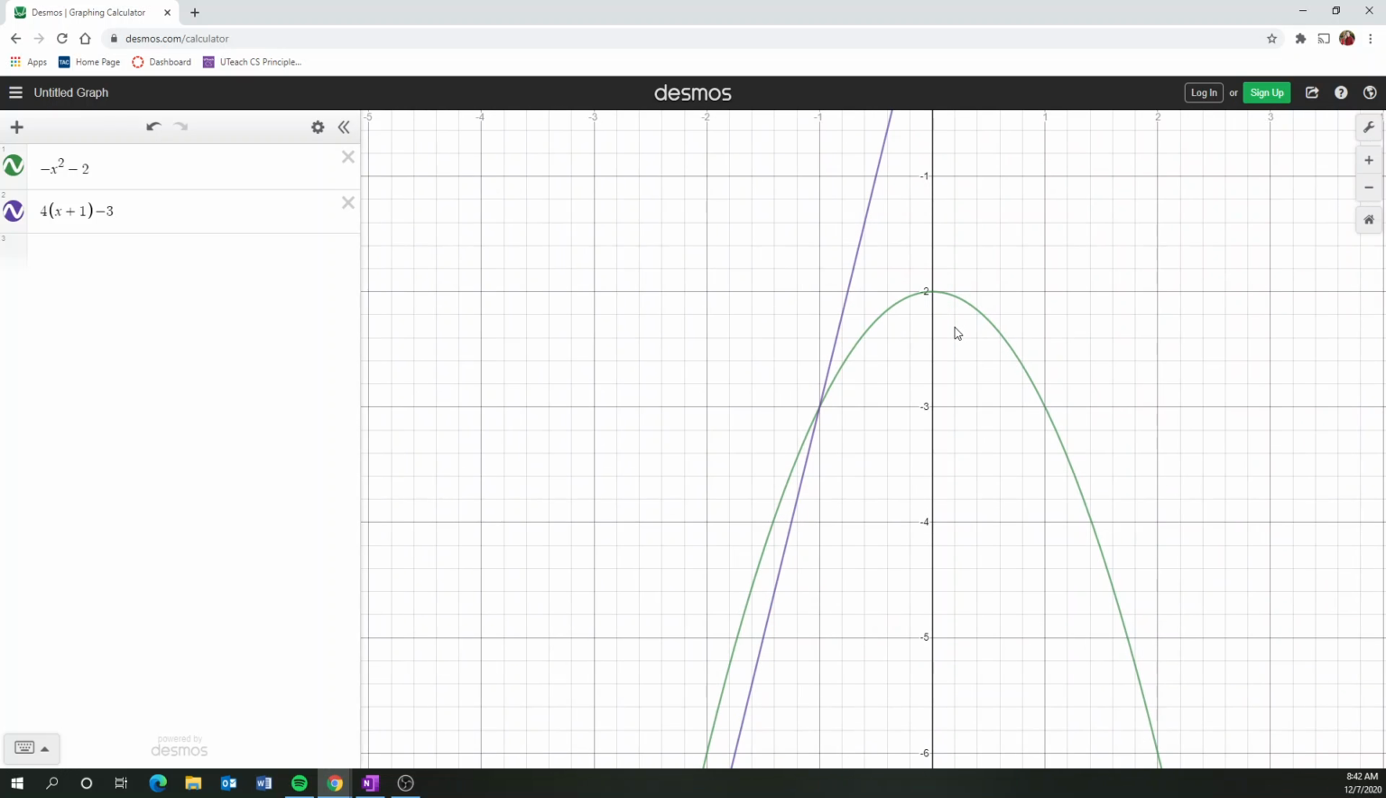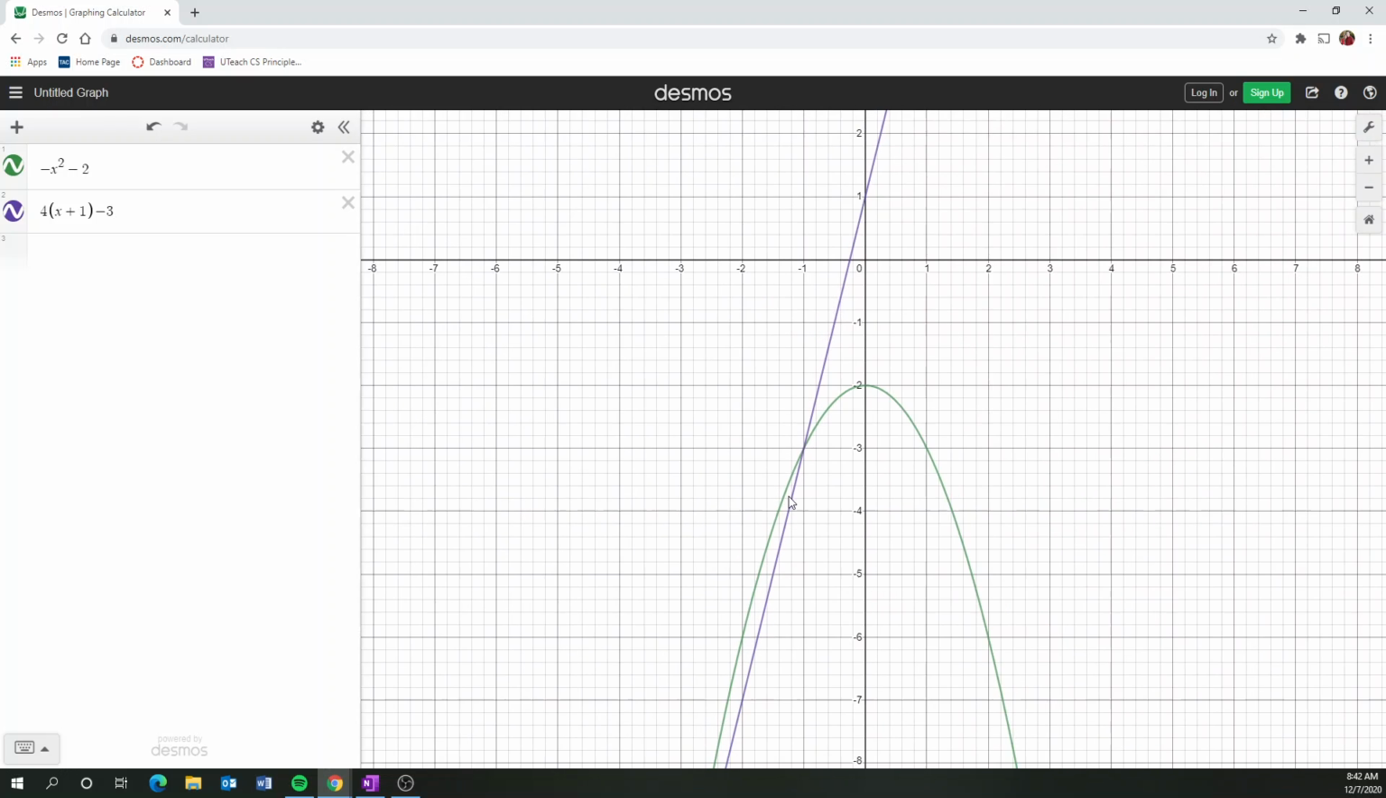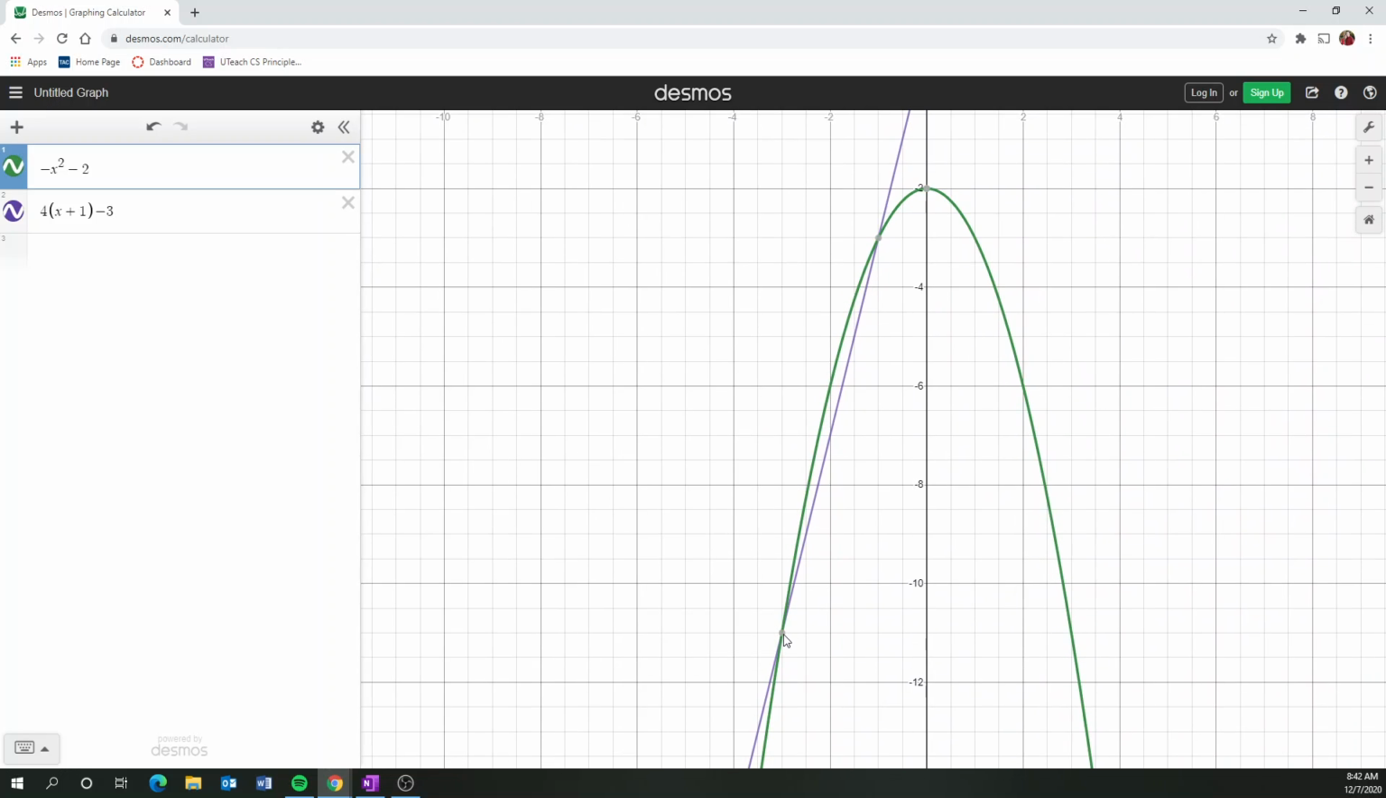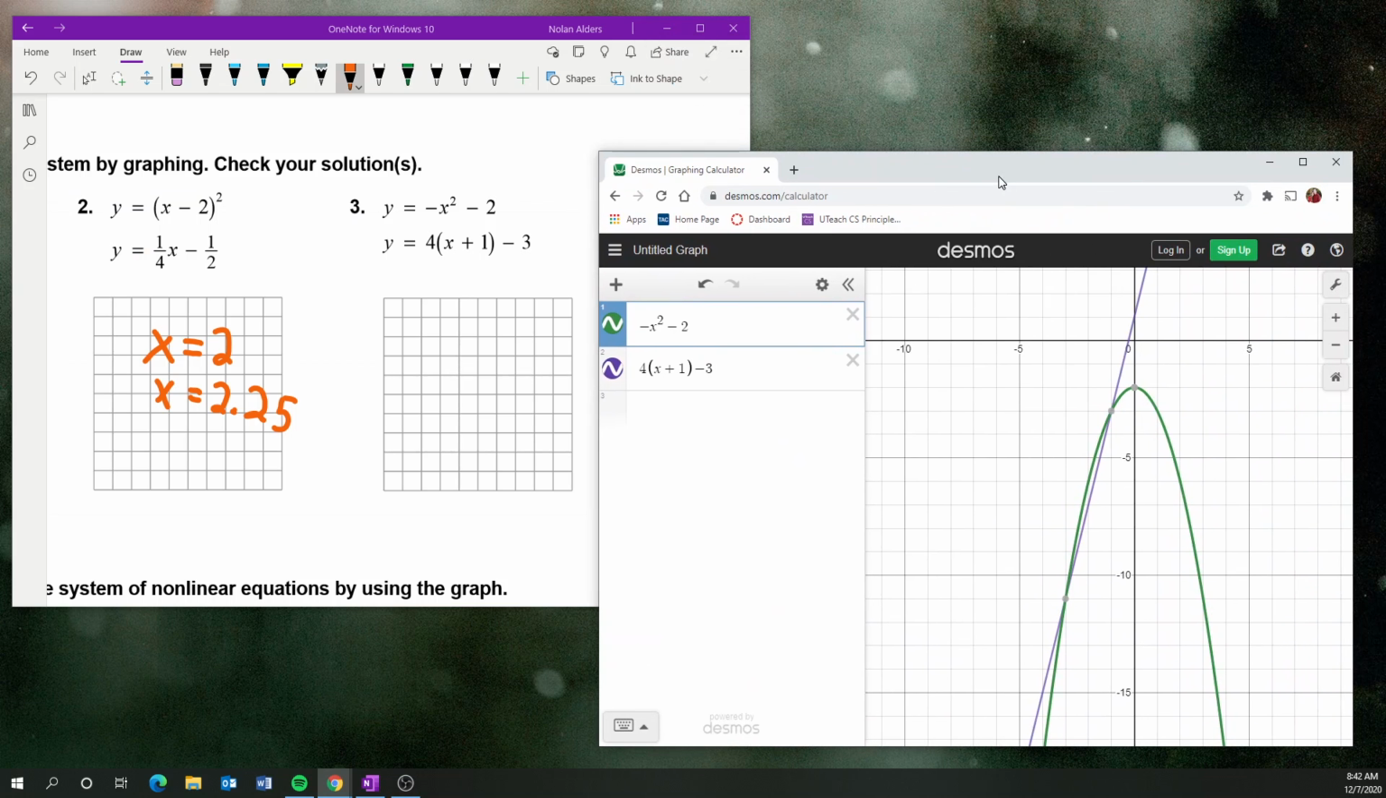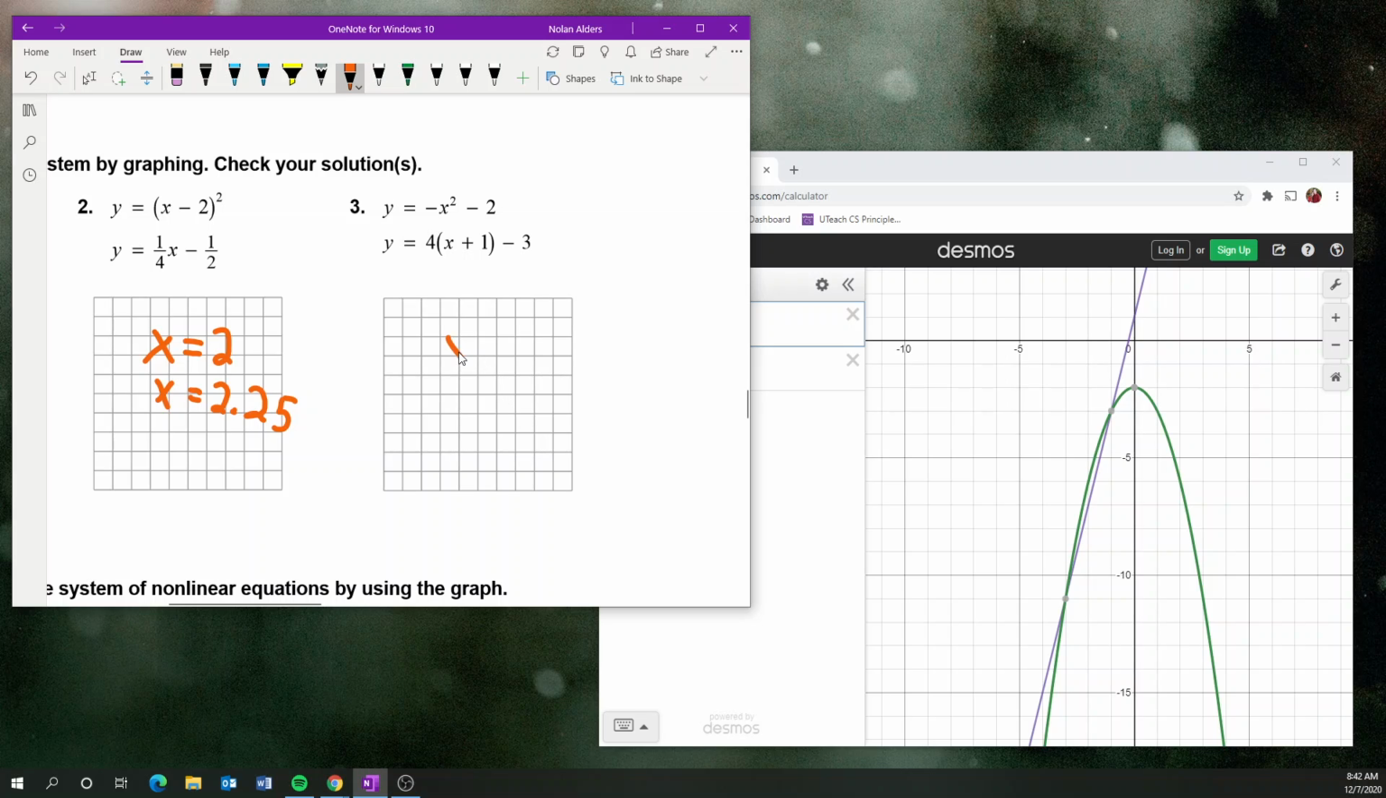So if we were only zoomed out to here, we think, oh, there's only one solution. But if we zoom out a little more, we see, oh, no, there's actually two solutions. So we have one at x equals -1. Always look at that first coordinate, the x coordinate. That's your answer. So x equals -1 and x equals -3 are our two solutions.